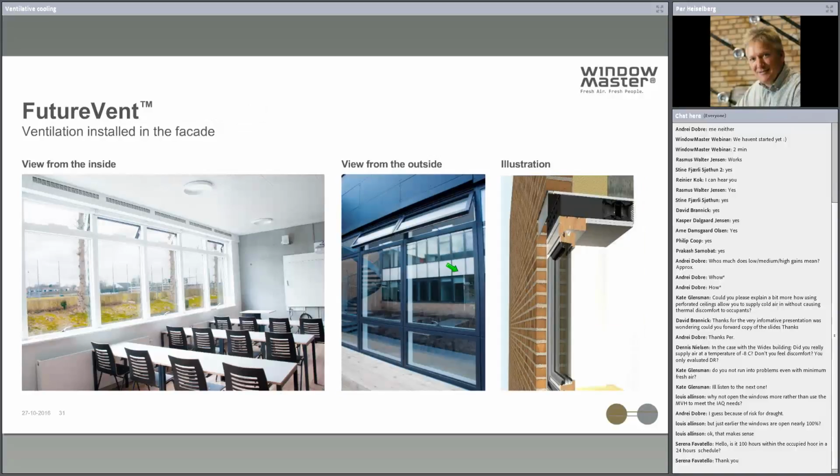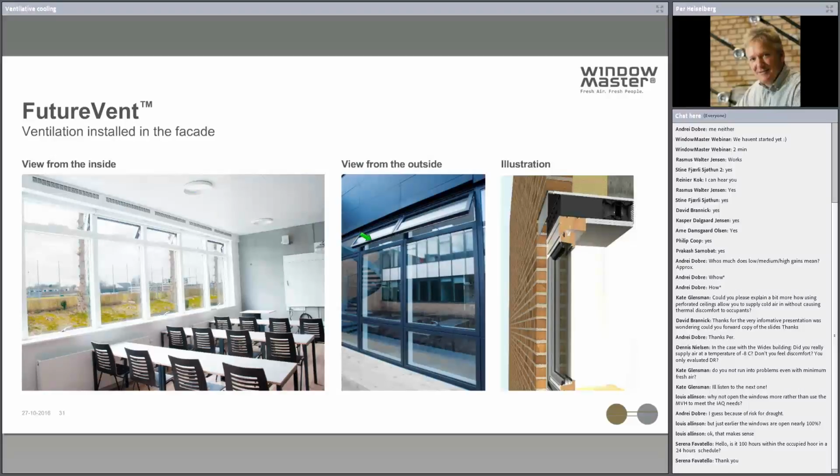But if we go to the classroom then we have what we call FutureVent, and that's a combination of natural ventilation and mechanical decentralized units located in the actual construction up here. You can see this. So here we have the mechanical ventilation system up here, and down here you can see we have the 4 windows for the natural ventilation system. So you can see this is from the inside view, and here is from the outside.